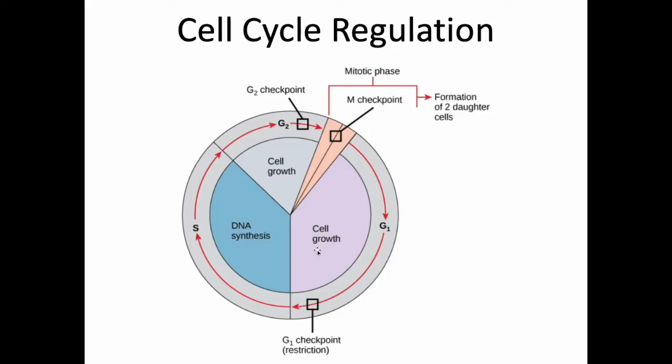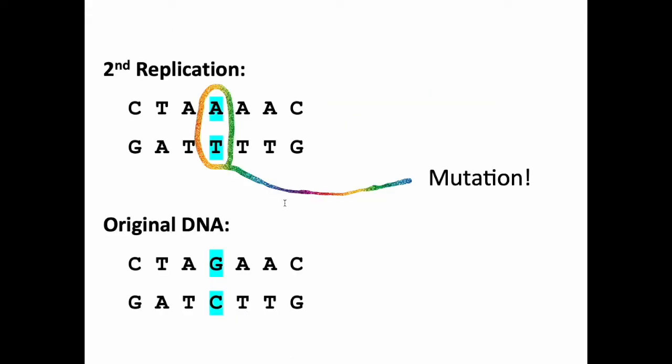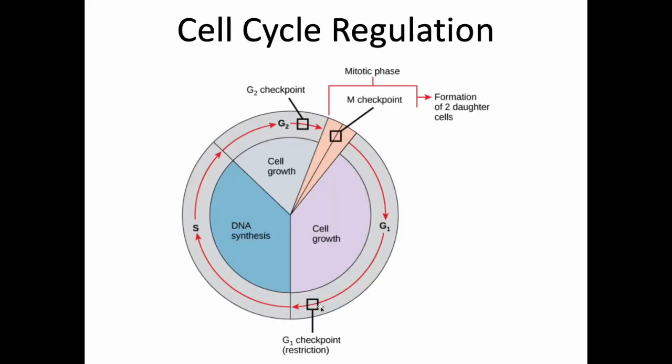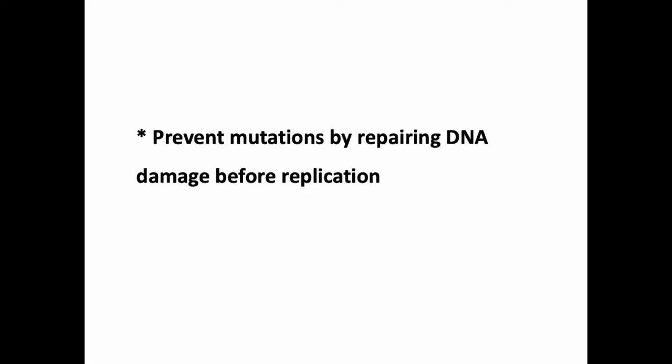You want to check DNA, make sure it's fine before you go through replication. And this is why, now that we know a little bit more about DNA and how it works, we're coming back and closing the loop here. Now we understand why this checkpoint was so important. We want to prevent mutations from happening in the first place by repairing DNA damage before you get to replication. So now let's actually talk about DNA repair.